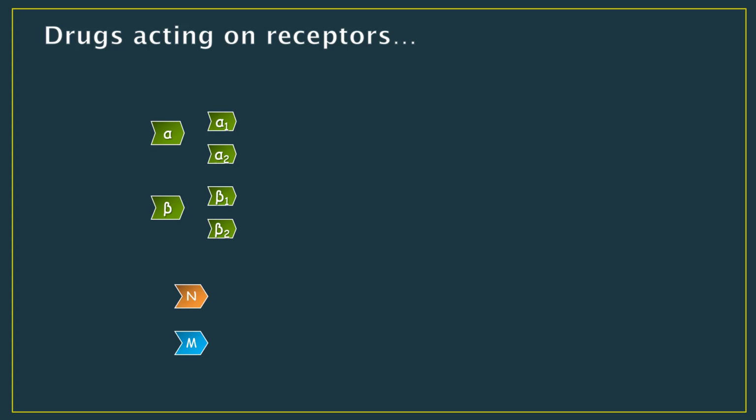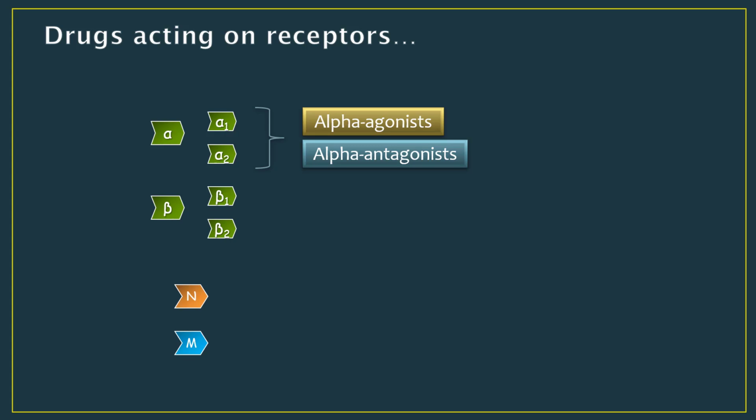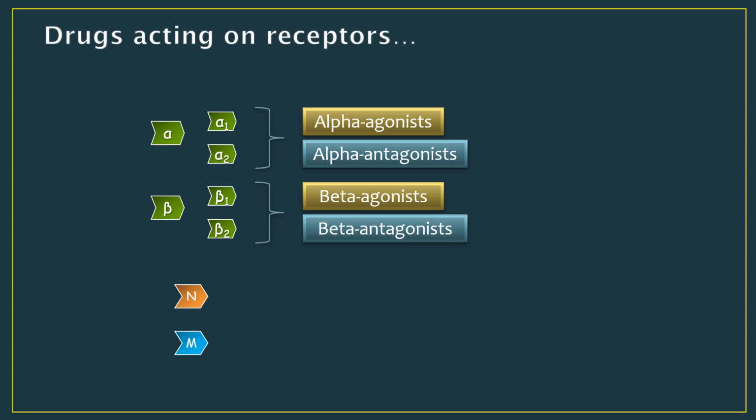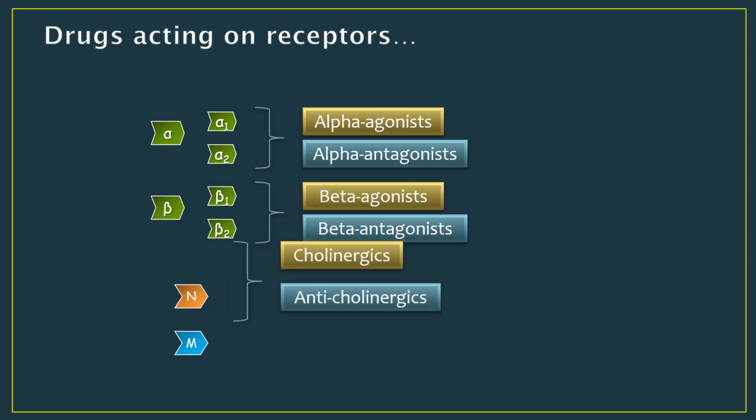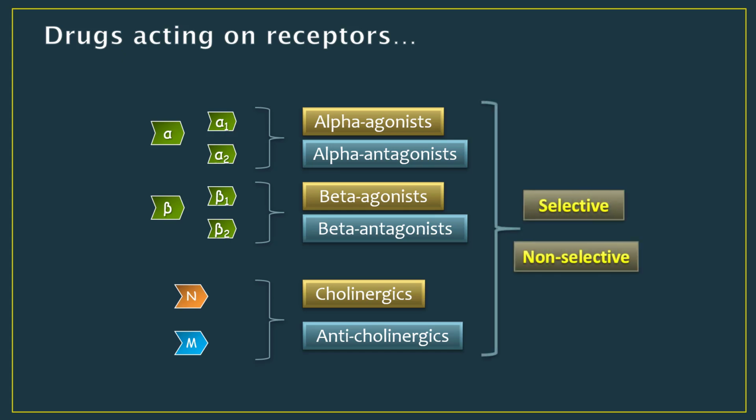Now, there are various drugs that act on these receptors. Let me give you some examples. You can have drugs which stimulate the alpha receptor. We call them alpha agonists. Or you can have drugs which inhibit the alpha receptor signaling. We call them alpha antagonists. Same thing for beta. You could have beta agonists and you have beta antagonists. Similar for nicotinic and muscarinic. So you have stimulants, which are cholinergic drugs, and you have blockers, which are called anticholinergics.